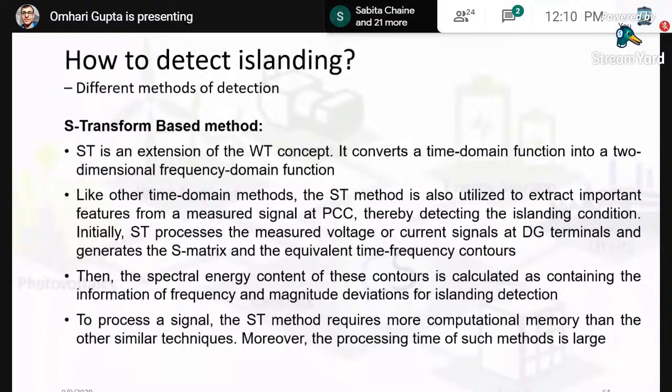Then there is S transform based method. The spectral energy content of these contours is calculated as containing the information of frequency and magnitude deviations for islanding detection. To process a signal, the ST method requires more computational memory than the other similar techniques. Moreover, the processing time of such methods is large.